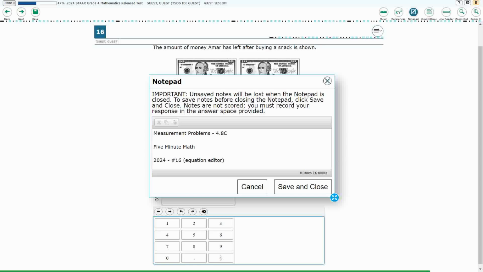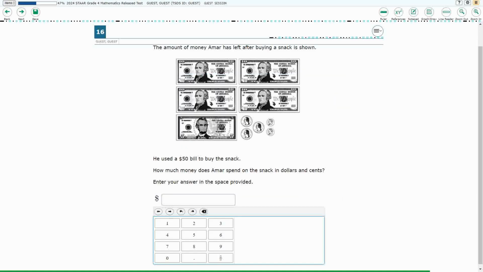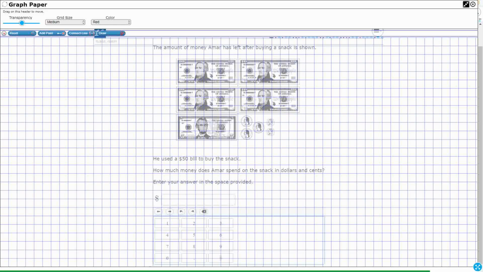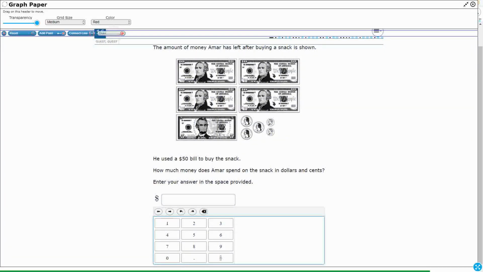Today we are looking at the fourth grade concept of measurement problems. This is standard 4.8C in the great state of Texas, and we are using item number 16 of the 2024 released STAAR test. This is a new item type called Equation Editor, and if you haven't done so already, please go ahead and take a moment to pause the video, work this problem out on your own, unpause it, and we will look at our answers together.